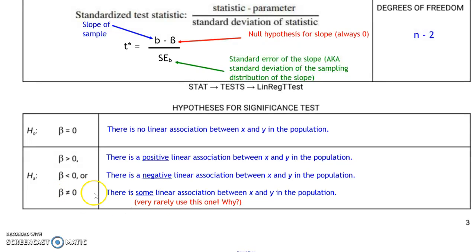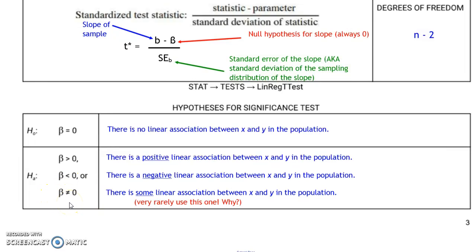Now, we very rarely use this one because this is saying there's some linear association between x and y in the population, but we're not prepared to make a judgment as to which one it is. Think about it. If we have a scatterplot in front of us and we are able to observe its direction, then why would we use this one? We could pretty much tell whether it's going to be a positive or negative association, so we very rarely use this one. As a matter of fact, I don't think that I've ever seen a situation in which we do regression inference in which we use a beta of not equal to 0.